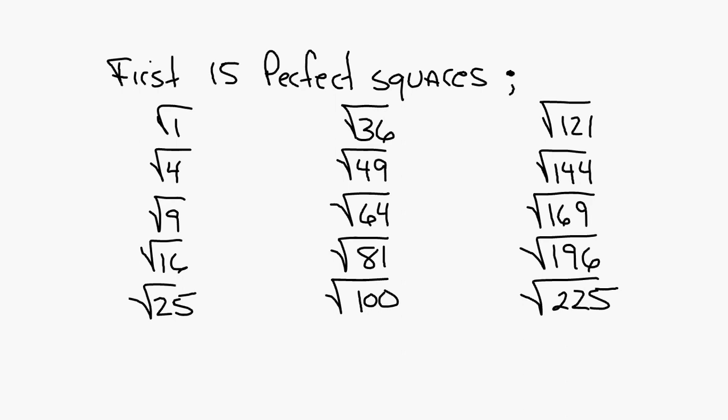Everybody understand where those come from? Square root of 1 is 1 squared, right? 2 squared is 4. 3 squared is 9. 9 squared is 81. Those are the first 15 perfect squares.